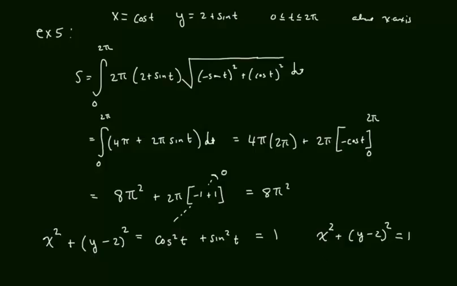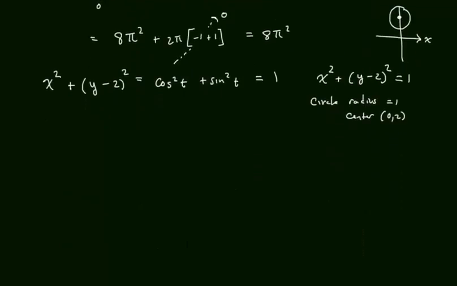And that circle has a radius of 1 and a center at (0, 2). So we take this circle, (0, 2) is the center, a radius of 1, and we rotate that about the x-axis. What shape does that make? Are you thinking donut? Because that's what I'm thinking.